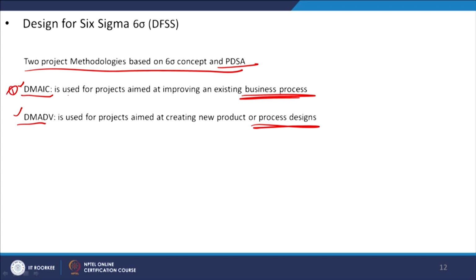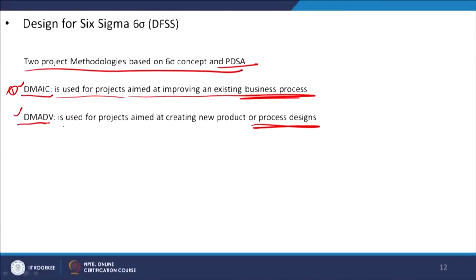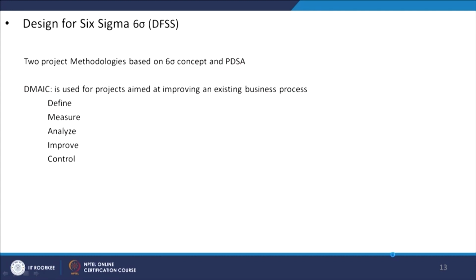DMAIC, the first process, is used for projects aimed at improving an existing business process. So when they try to improve a manufacturing process or the business model, then the DMAIC process is implemented. But mostly these 5-stage processes are quite similar. And then the DMADV model is used for projects aimed at creating a new product or process of designing. So first, the DMAIC model, which is used for projects aimed at improving existing business processes.